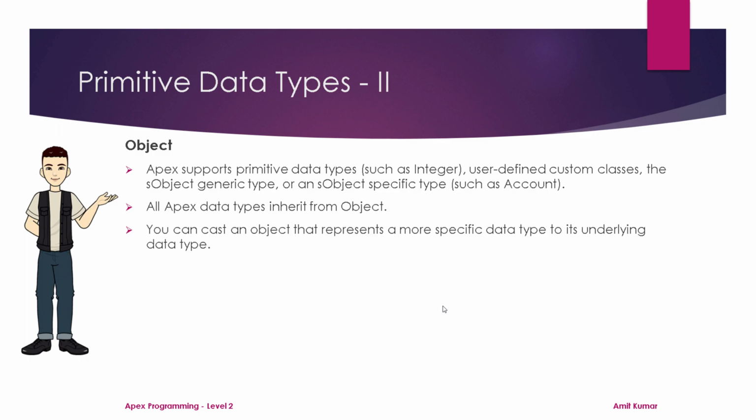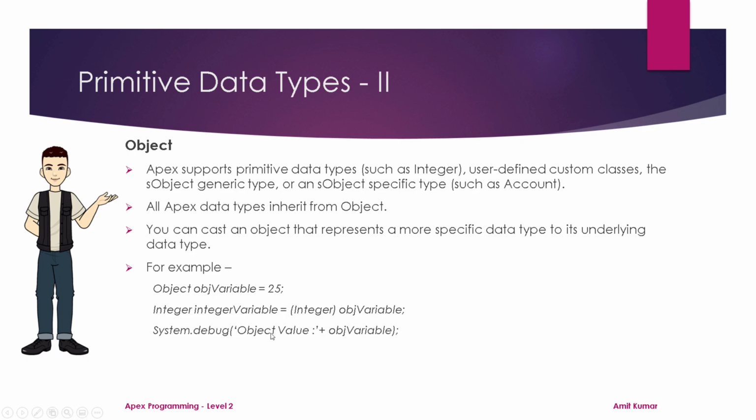We can cast an object that represents a more specific data type to its underlying data type. For example, we can create an object variable and assign an integer value to it, a long value, a decimal, a double, a datetime, an sObject or any specific type to it. And you can typecast it to that specific type. Now how do we typecast? We use these parentheses and we specify the destination type. This is known as the typecast operator.